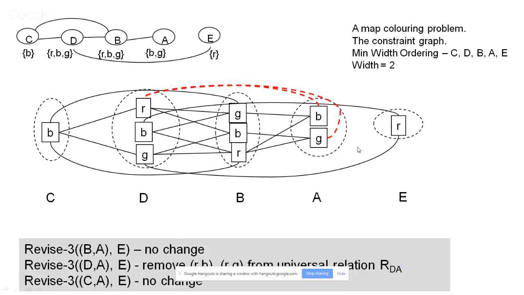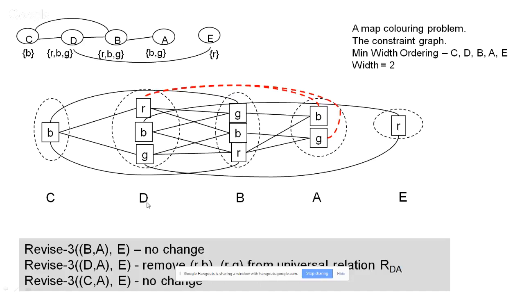So first, when we revise everything with respect to E, when we revise B and A, nothing happens. When we revise D and A, two edges get removed from there, and both the edges involve the value R in D. So if you choose R in D, then you can choose the value R in E, and you can see that there is an edge in the original graph between D and E. So you can't choose this value R. So this relation itself is ruined further.